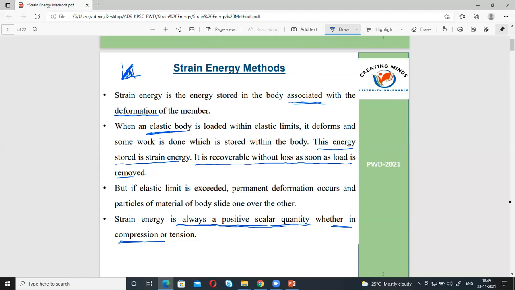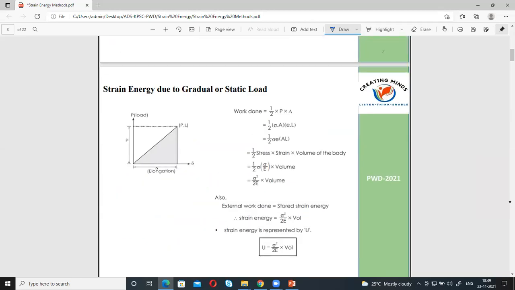No doubt sir. Okay. Next, see, this is already I have derived. I am showing this because the notations can be written in any way. Here see work done. What is work done? Half into P into delta. Because of gradual static load, he has taken a linear load. So finally what is derived? U equals sigma square by 2E into volume. What we derived is also the same thing. Okay, but this is for gradual or static load.